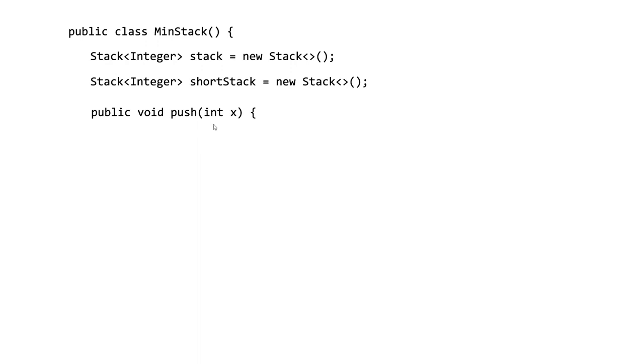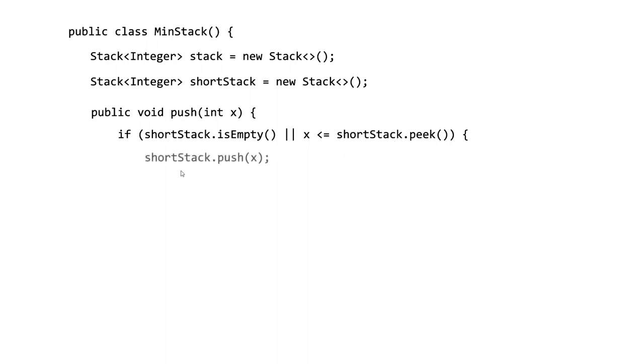So let's look at this push method first. We're going to pass in an int. If the short stack is empty, or the passed in value is less than or equal to the short stack peek, and short stack peek simply looks at the top value, the top plate on the stack, but doesn't actually remove it or do anything with it. So if this value is less than what the short stack currently has, then we have to add that to the short stack. So we push that on the short stack, and then we always add it to the stack.